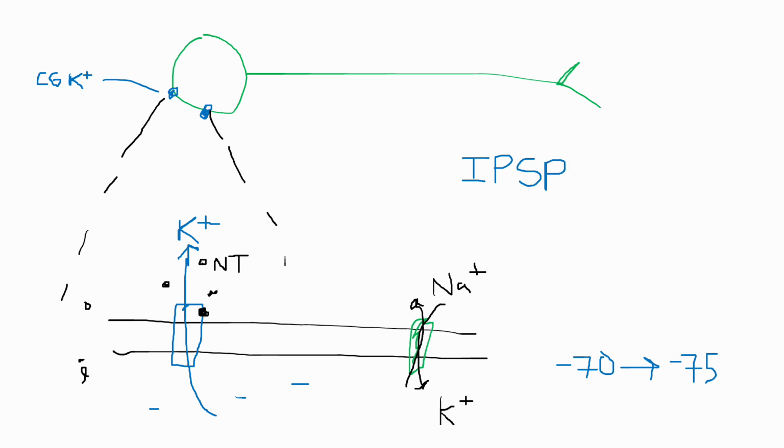And if we have enough of these chemically gated potassium channels generating enough IPSPs, then that negative effect is going to make it to our axon hillock, and we're going to be less likely to fire an action potential because we're farther away from threshold now.